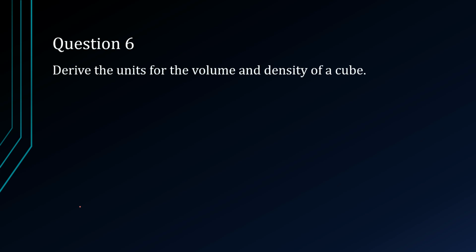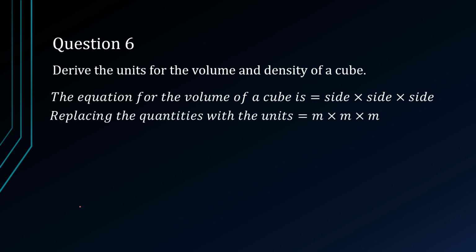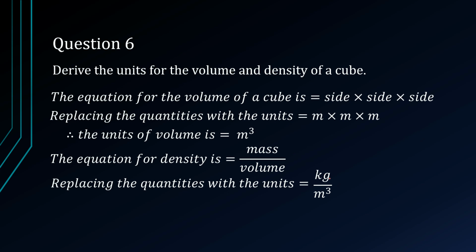In question number 6, you are required to derive the units for the volume and density of a cube. The equation for the volume of a cube is side by side by side. And all you have to do is replace the quantities with the units. So side is measured in meters, meters, and meters. According to algebra, m multiplied by m will simply be m squared, and with a third m, m cubed. And that means the volume units is m to the third power. The equation for density is mass over volume. So replacing the quantity with the units, mass is measured in kilograms, and volume, as we saw earlier, is measured in cubic meters. So we take kilograms divided by cubic meters, and we get kilograms per cubic meter as the units for density.